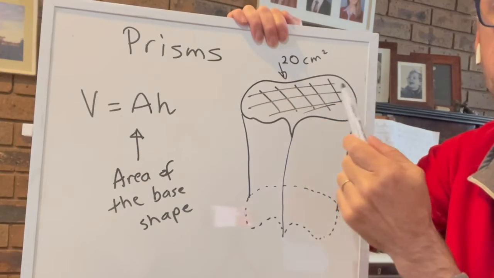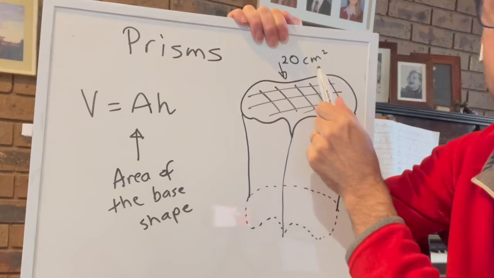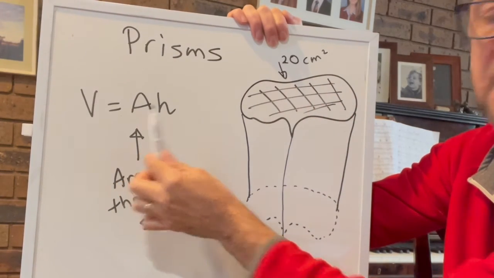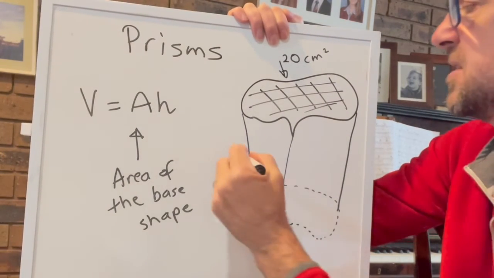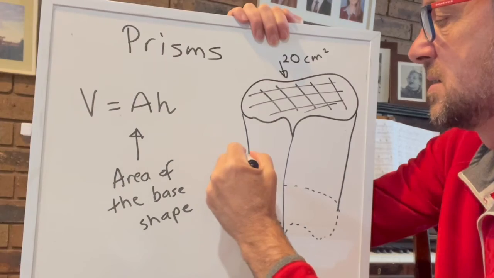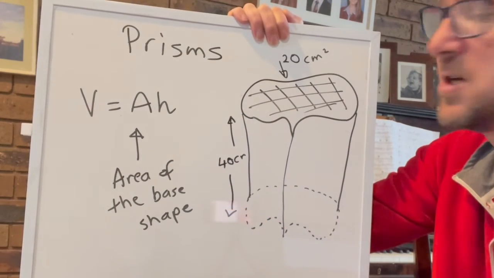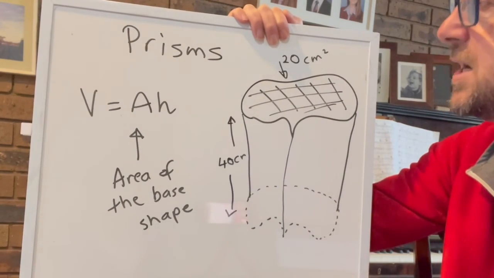But the same theory applies in terms of volume. We take that area, in this case it's 20 centimeters squared, we put that in here where the area is, and then you would just find out what the height of this shape is. Let's say that it's 40 centimeters. Let's say that that's the height of it, and then you just multiply that by the height, and that would give you the total volume of this particular irregular prism.